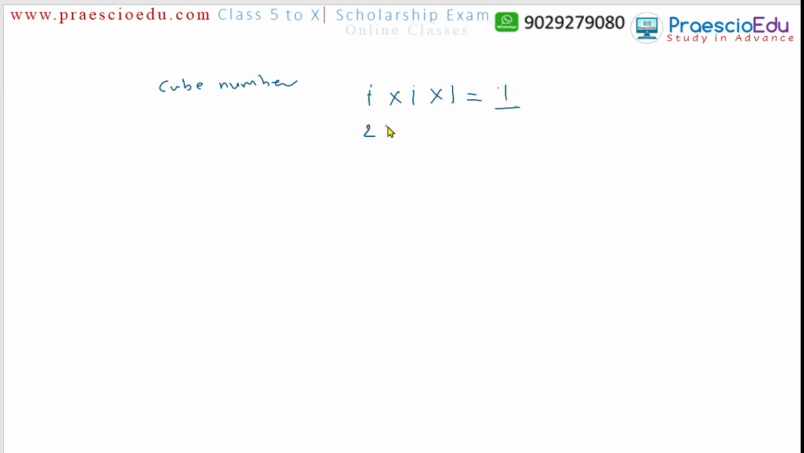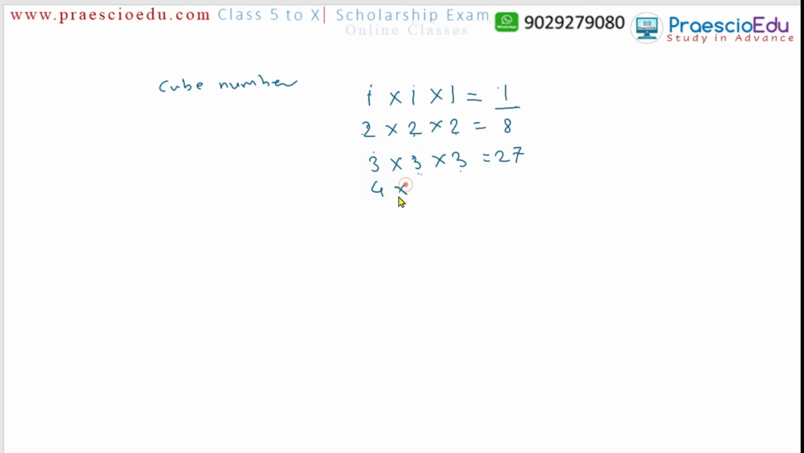Now 1 multiplied by 1 multiplied by 1 comes 1, so the cube of 1 is 1. Now for 2, 2 multiplied by 2 multiplied by 2, multiplied by itself 3 times. So 2 multiplied by 2 is 4, 4 multiplied by 2 is 8. So 8 is the cube number of digit 2. Then 3 multiplied by 3 multiplied by 3. So 3 multiplied by 3 is 9, 9 multiplied by 3 is 27. So 27 is the cube number of 3.